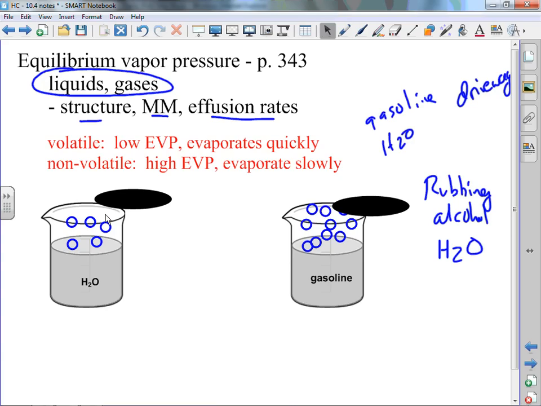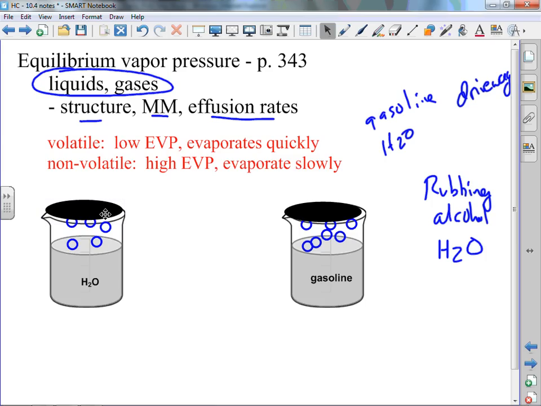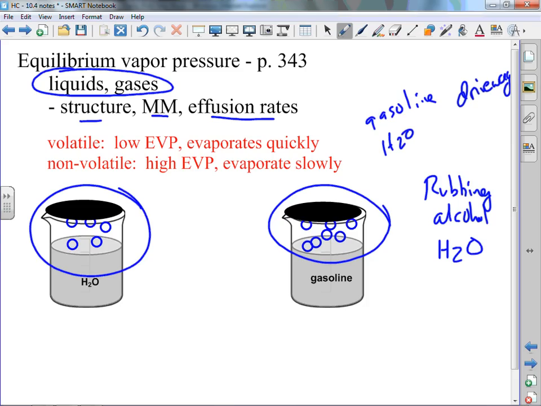So what's happening here? Well, imagine you have two containers. One has water in it. The other has gasoline. You put a lid on it and you close it up. The blue circles represent gas particles that are being generated. If you notice, in the example of the gasoline, there are a lot more gas particles present than in the water. So the gasoline is changing into a gas more rapidly.